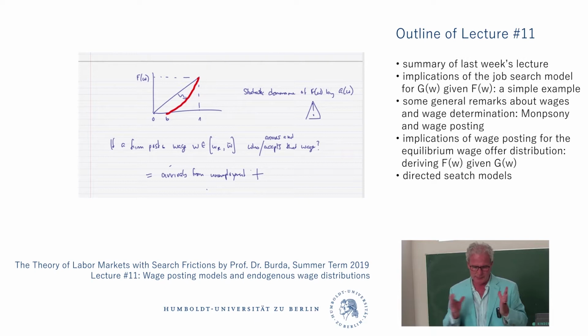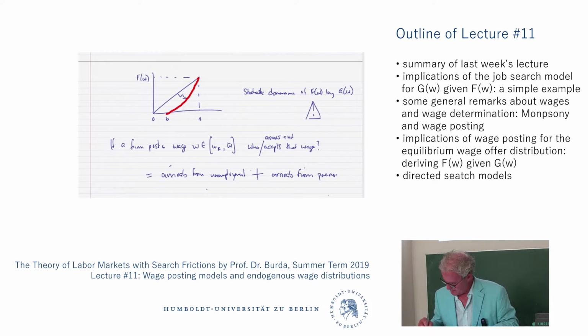So plus arrivals from previous wages less than W. And again, risk neutrality means they take it. They're not risk averse, they're going to take the job. So you've basically got these two sources of inflow, and we can write them down.